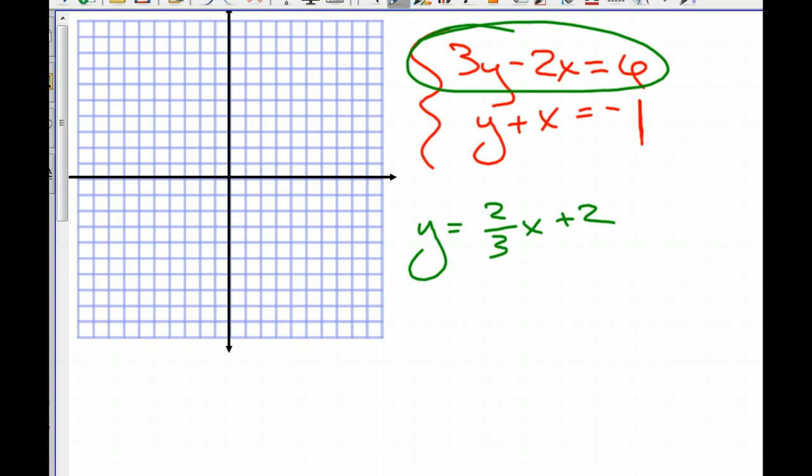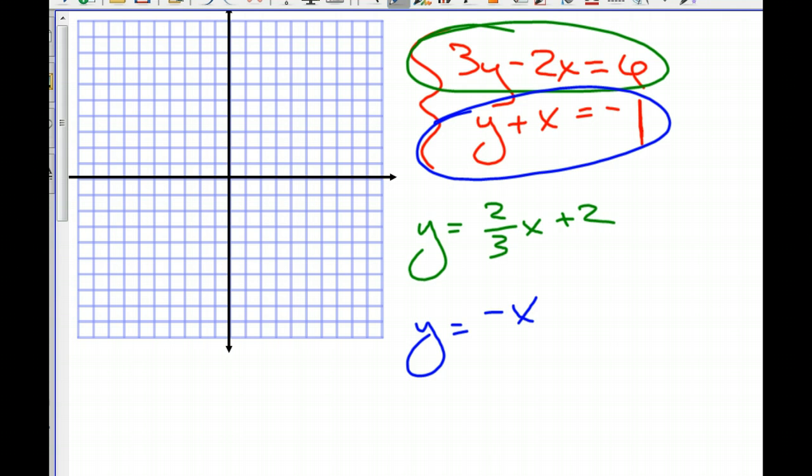And what did you get for y plus x equals -1? Y equals negative x minus 1. Okay, so there are your two equations rewritten in slope-intercept form, the proper name for each one of your lines.